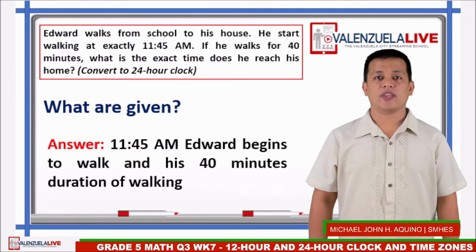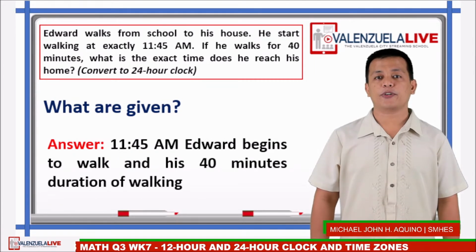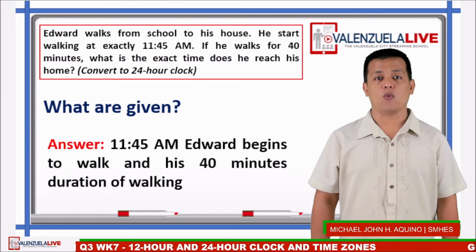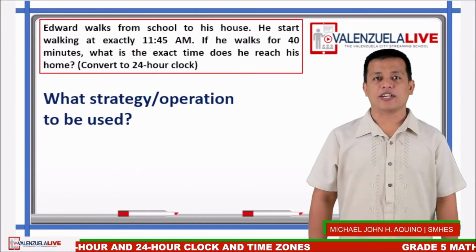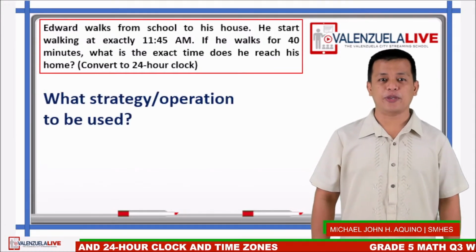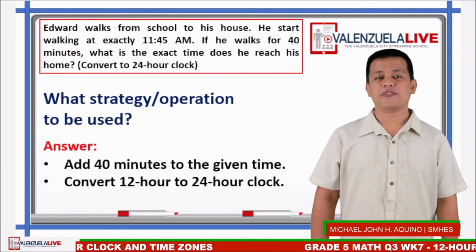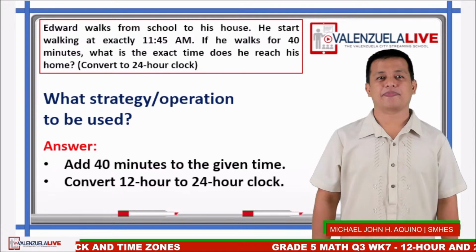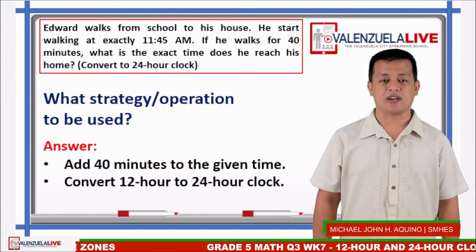11:45 a.m., Edward begins to walk and his duration of walking is 40 minutes. What strategy or operation is to be used? Answer: add 40 minutes to the given time. Then convert the 12-hour to 24-hour clock.